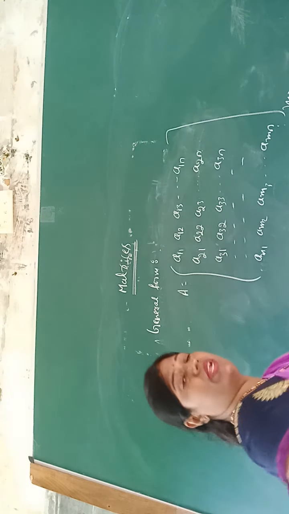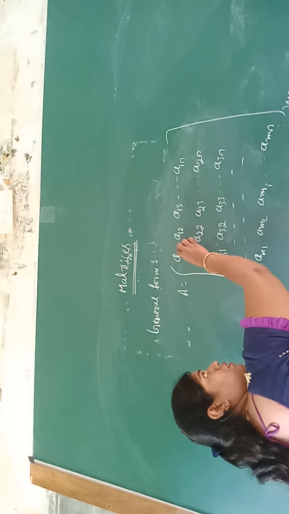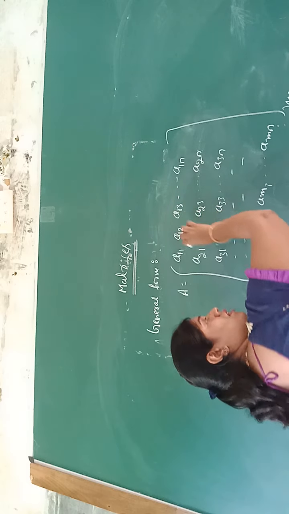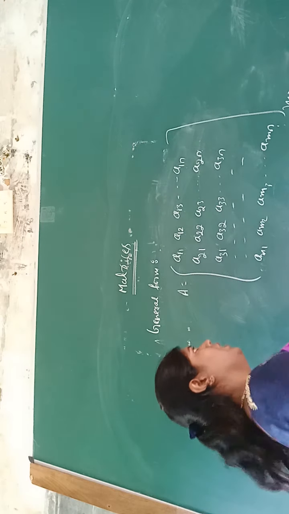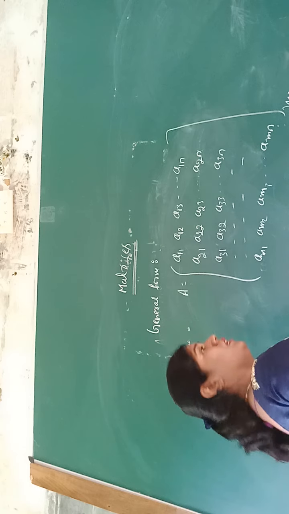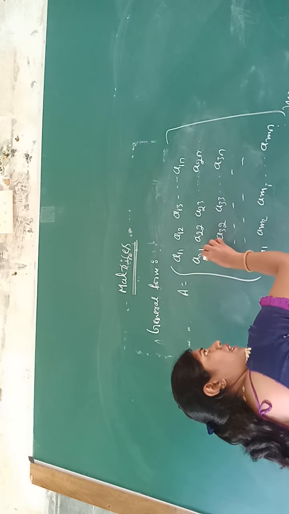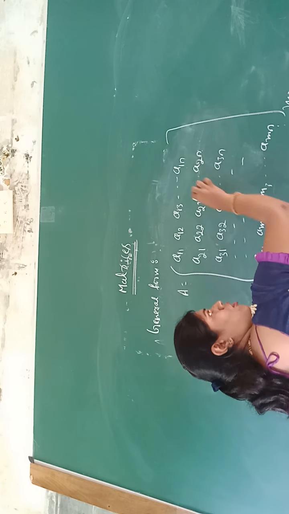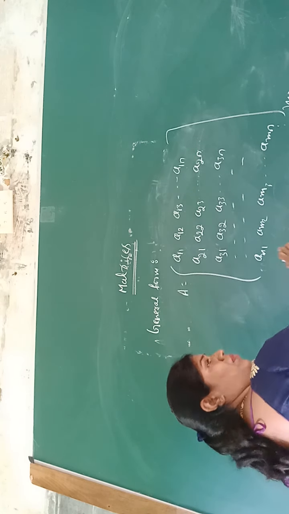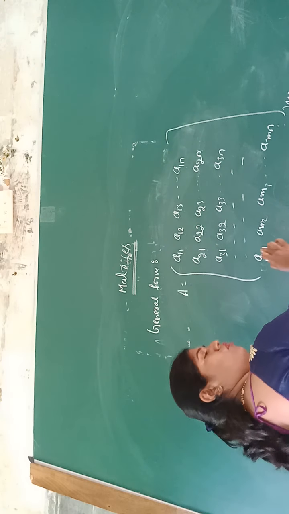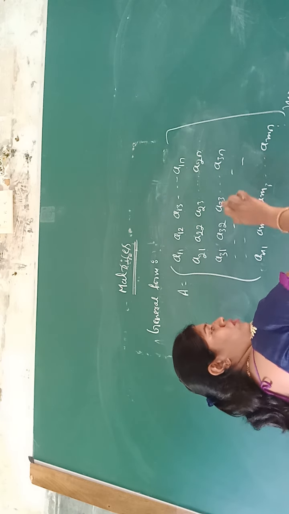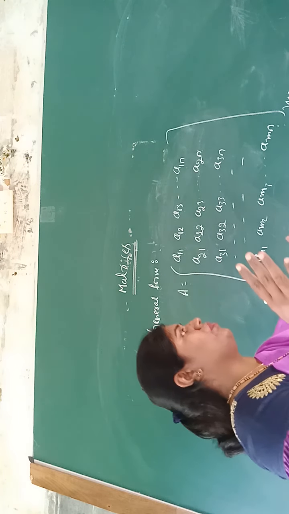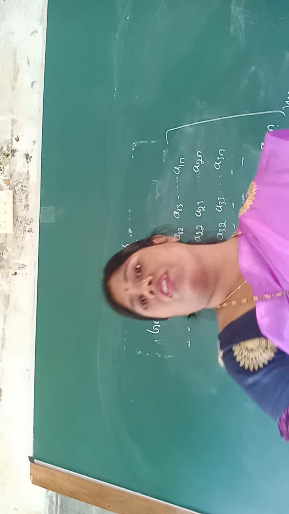In this first element, this one is in the first row, first column, first row, second column, first row, third column, first row, nth column. In the second horizontal line, we can say second row, first column, second row, second column, second row, third column, second row, nth column. Similarly, the last is mth row, first column, mth row, second column, mth row, third column, mth row, nth column. So the order of the general form of the matrix is M cross N.